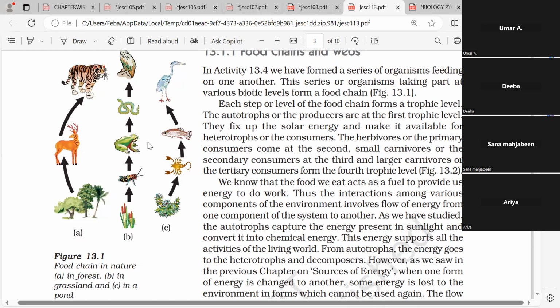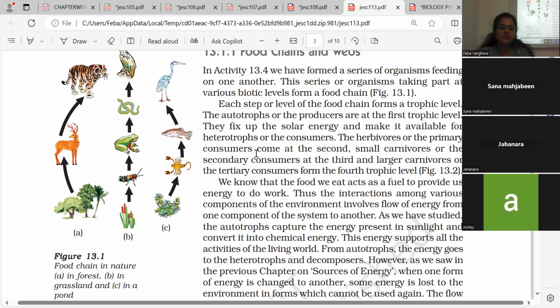Now, what about the transfer of energy, guys? Will the entire energy be transferred to the next trophic level? No, only 10% of energy gets transferred to the next trophic level. 90% of it is lost into the environment in the form of heat, and it's released as waste materials by various metabolic processes.